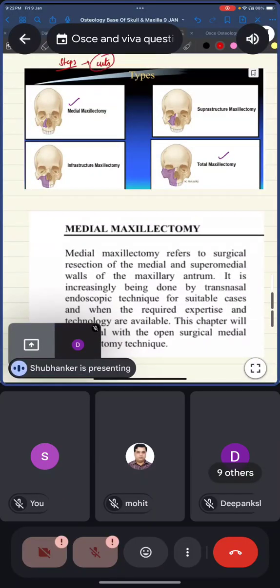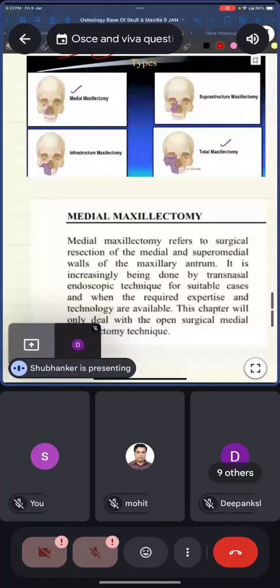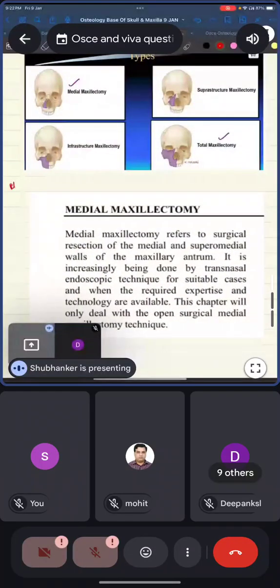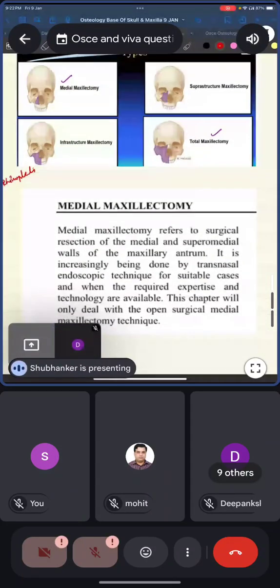The cuts in osteotomy basically. Okay. What all cuts you will place in medial maxillectomy and what all cuts you will do in total maxillectomy. Okay, it is important. Not only in maxillectomy, the same thing will be important when we read about rhinoplasty. Okay, what all cuts will be there. Okay, so let's see over here.